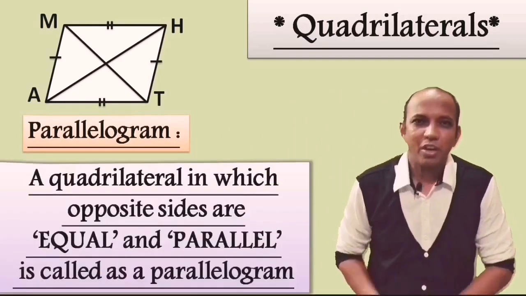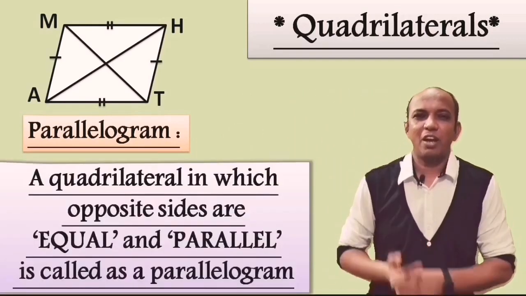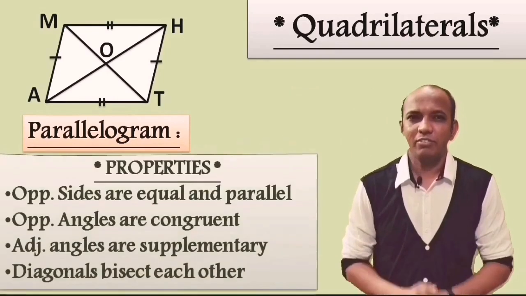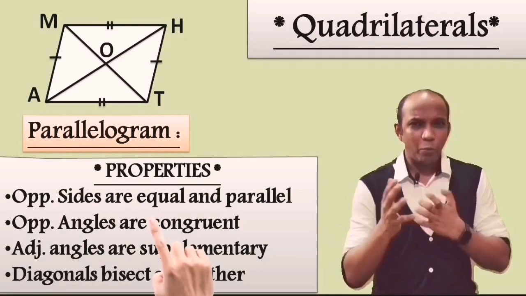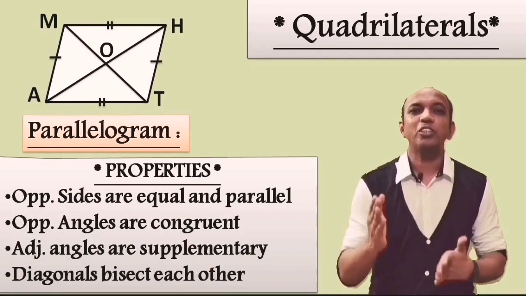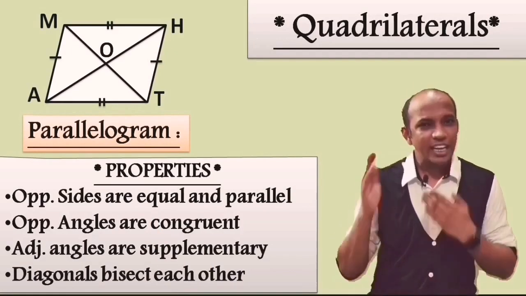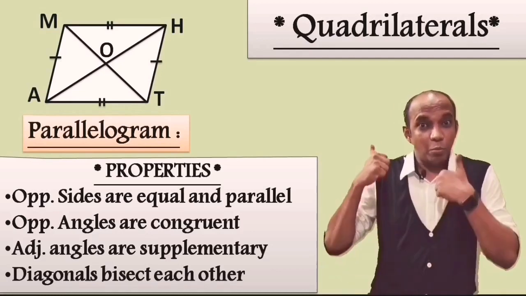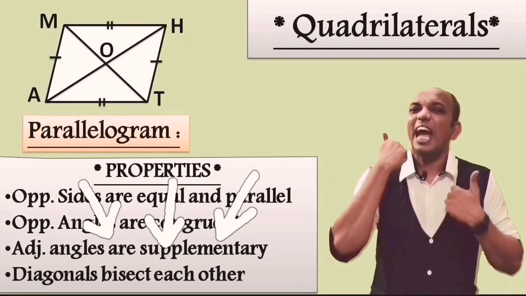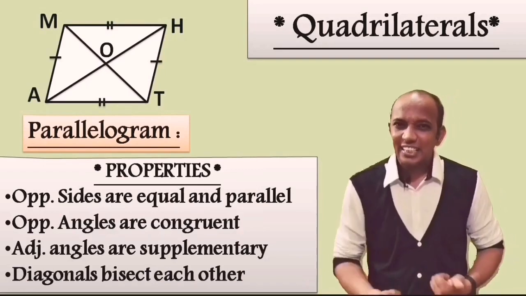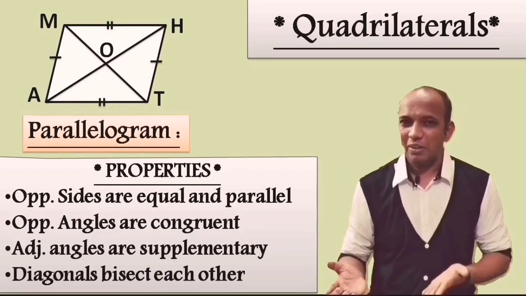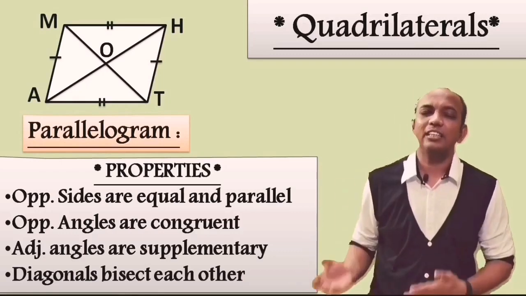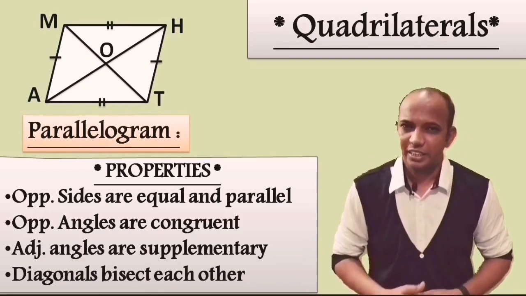Here we go with the properties of a parallelogram. The first property is nothing but the definition itself. Opposite sides are equal and parallel. The second property is about the opposite angles, and it says that opposite angles are congruent or equal in measure. The third and most important property is about the adjacent angles, and it says that adjacent angles of a parallelogram are supplementary. That means if you add these angles, your sum will be 180 degrees.